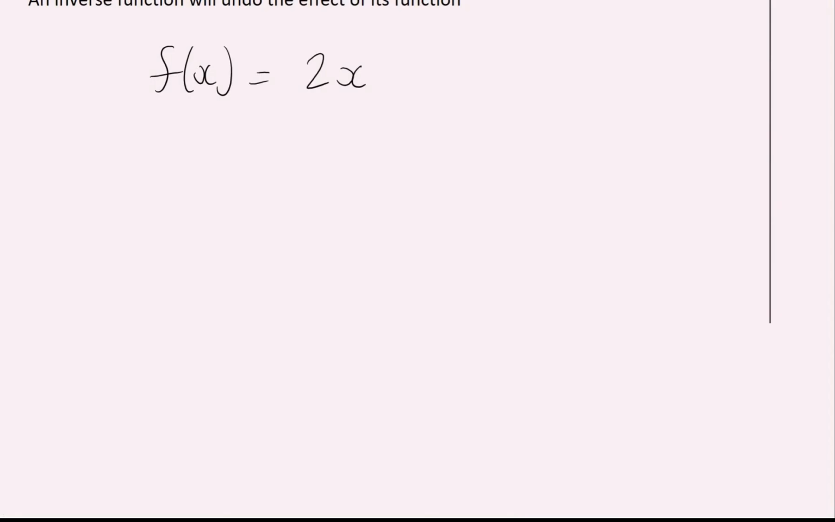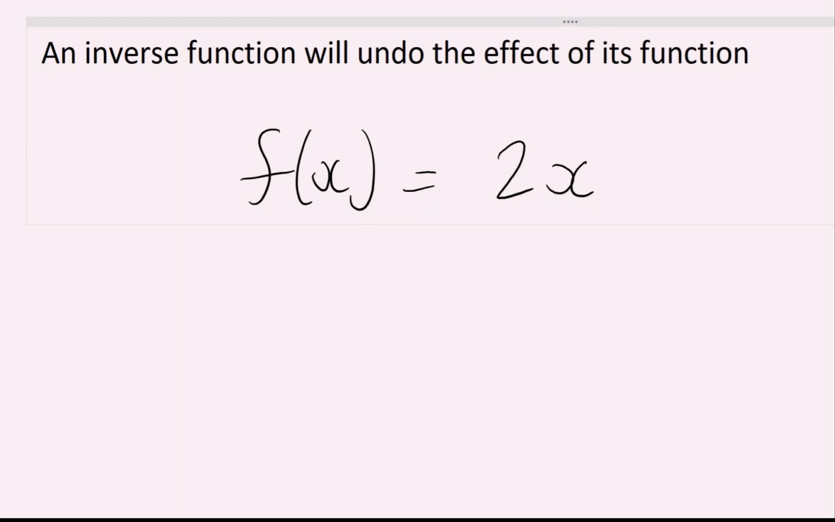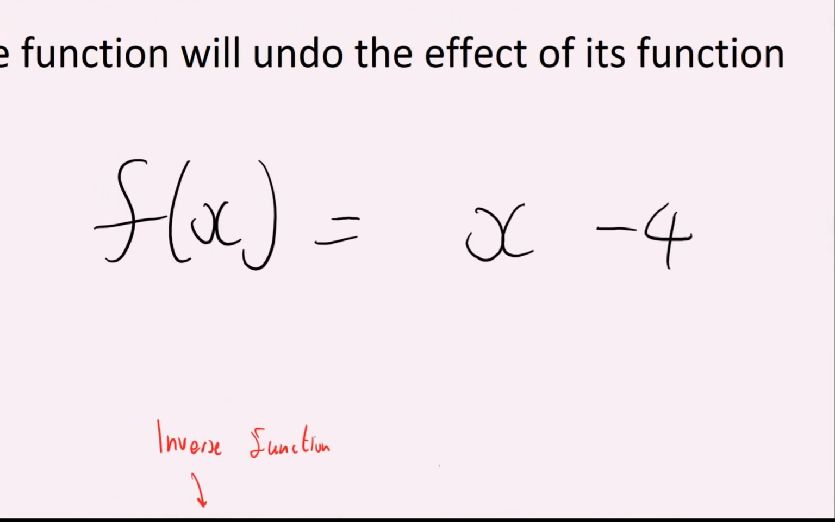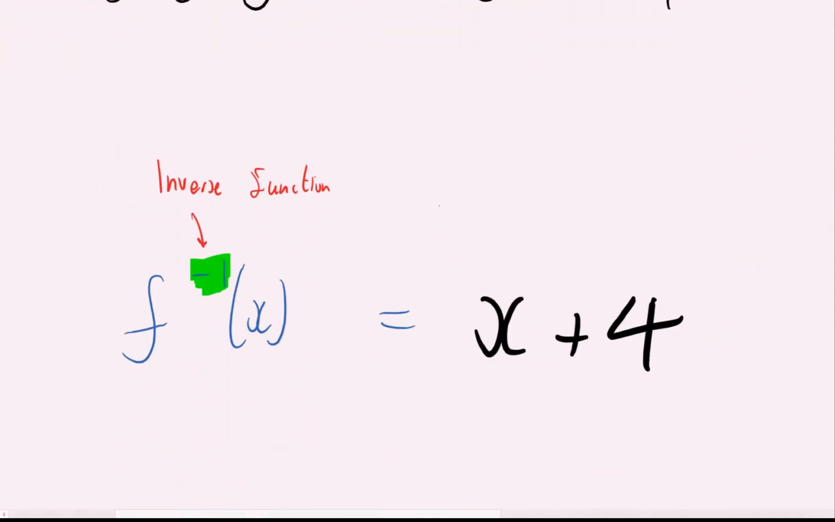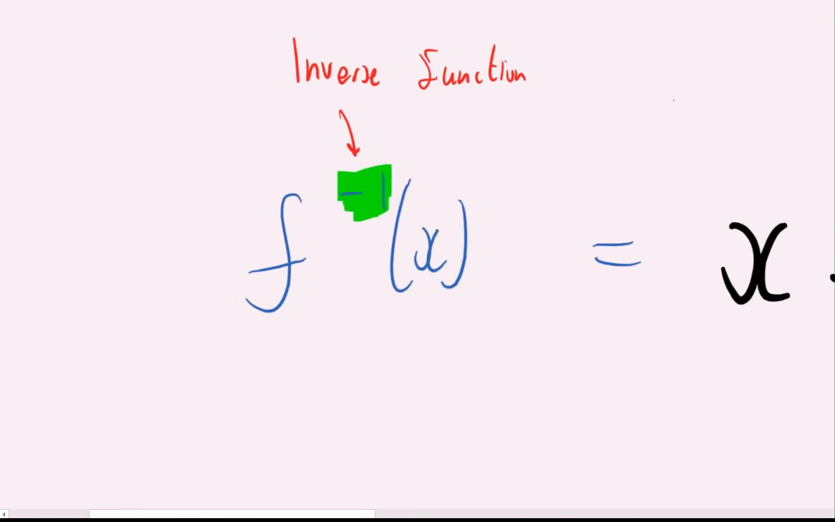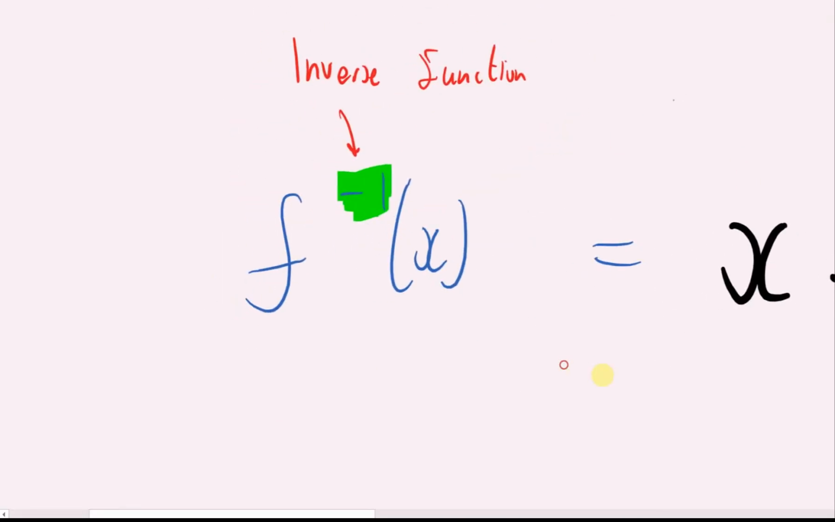Okay, now looking at inverse functions. So an inverse function will undo the effect of its function. So if this function doubles x, my inverse function would halve x. Here, if I had a function that takes 4 away from x, the inverse function would add it back on. The way we denote inverse function is with this minus 1 here. So this minus 1 means inverse function.